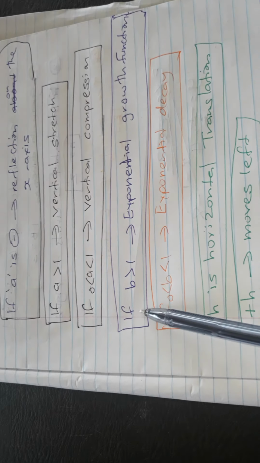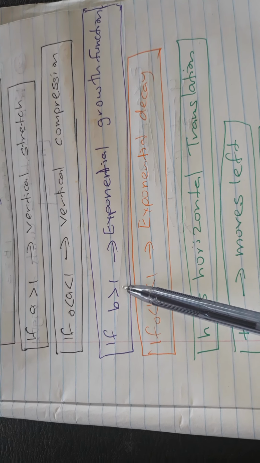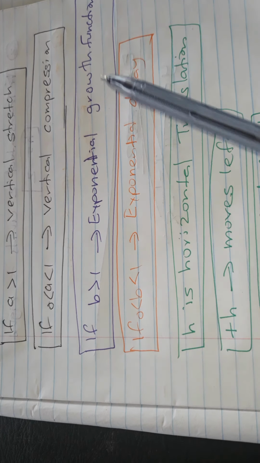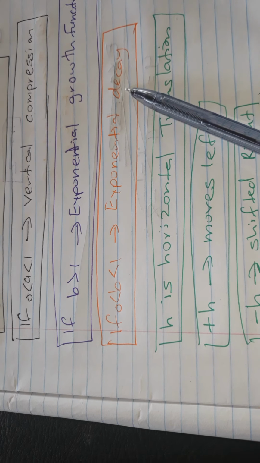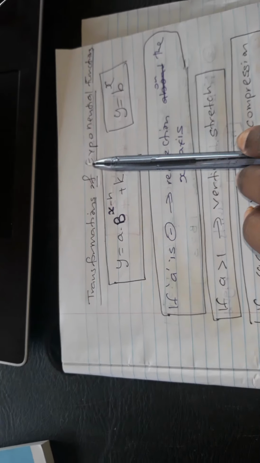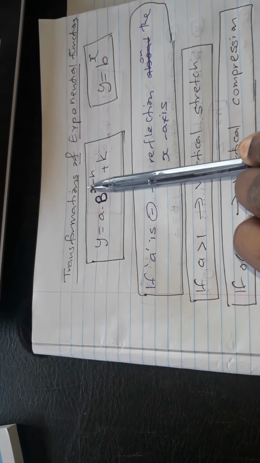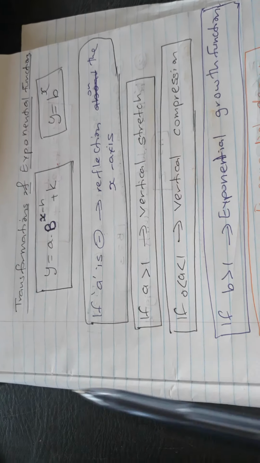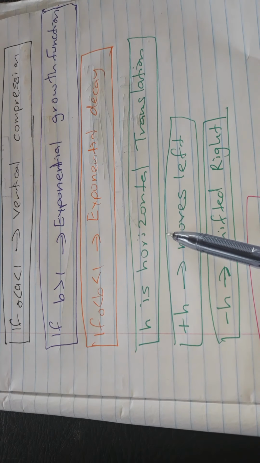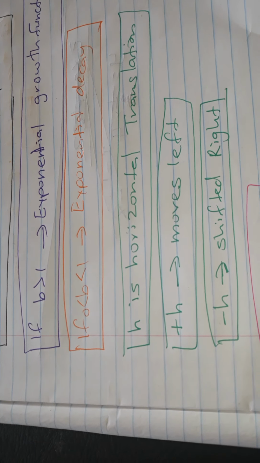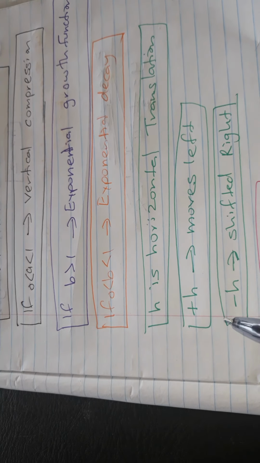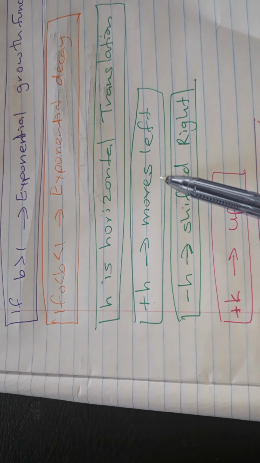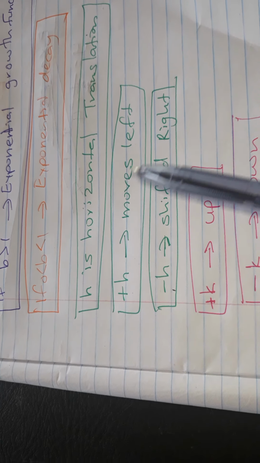For the b. So if b is a value greater than 1, it's an exponential growth. If b is a value between 0 and 1, it's a decay, exponential decay. Right? For the h, can you see I'm operating it with the x? Right? So if h is a horizontal transformation, that means you'll shift your graph sideways. Right? If h is positive, you move left. If h is negative, you move right.